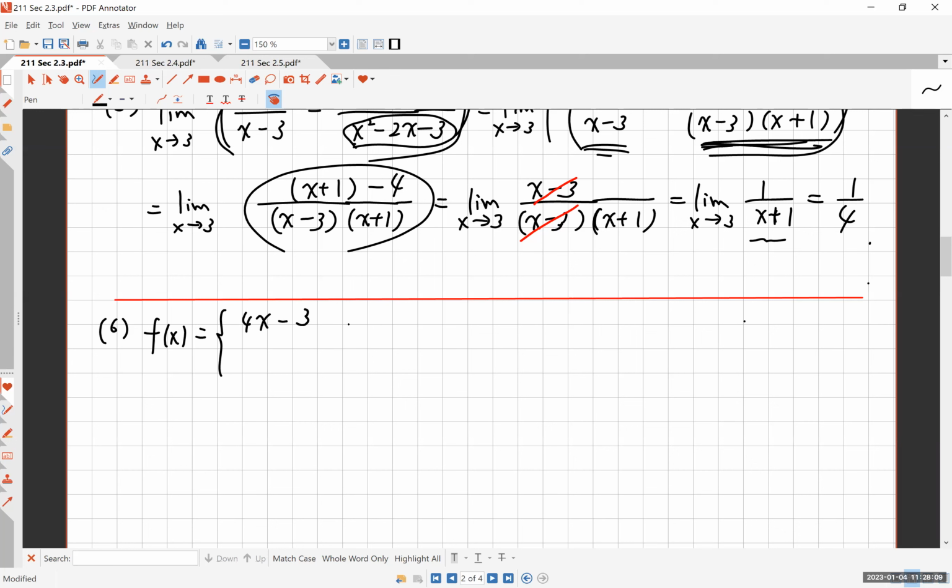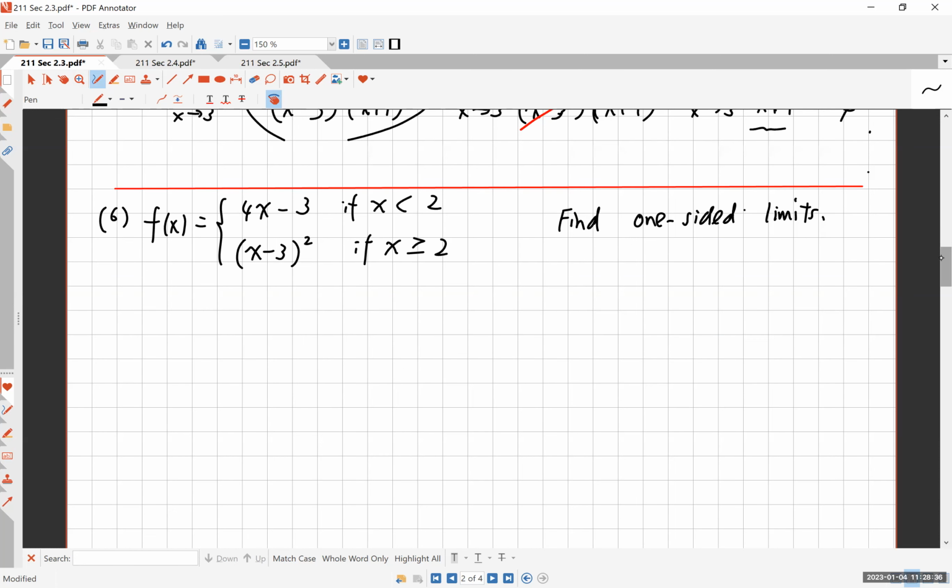4x minus 3 if x is less than 2, and x minus 3 squared if x is greater than or equal to 2. Find the one-sided limits. And if the limit exists, let's find that too.